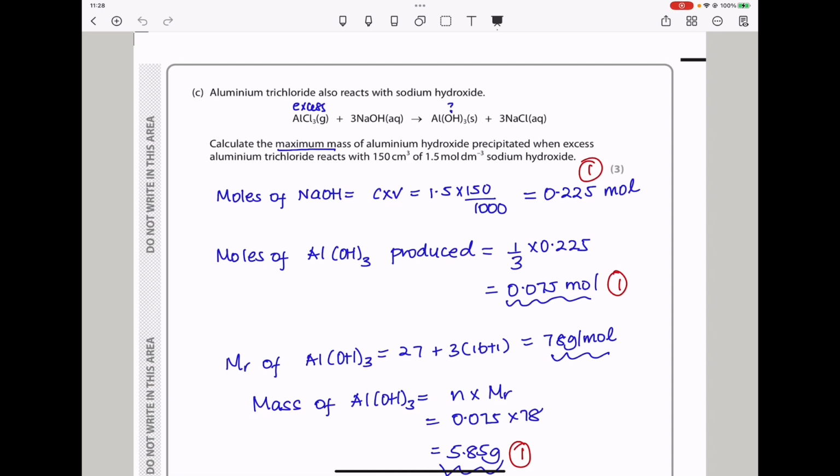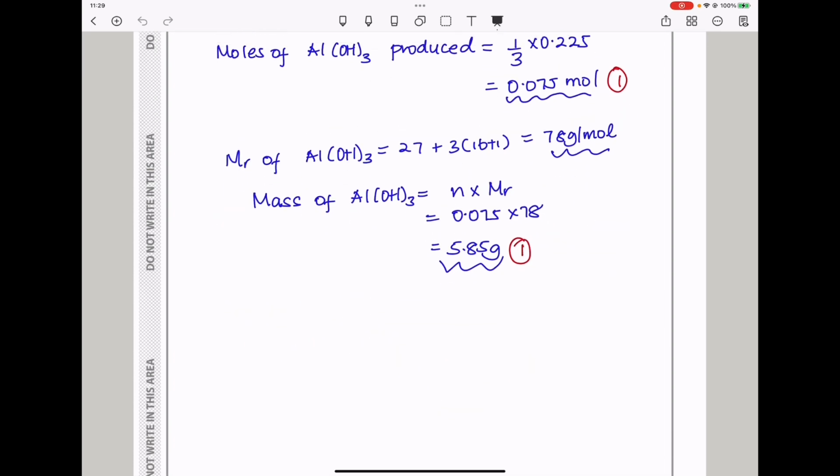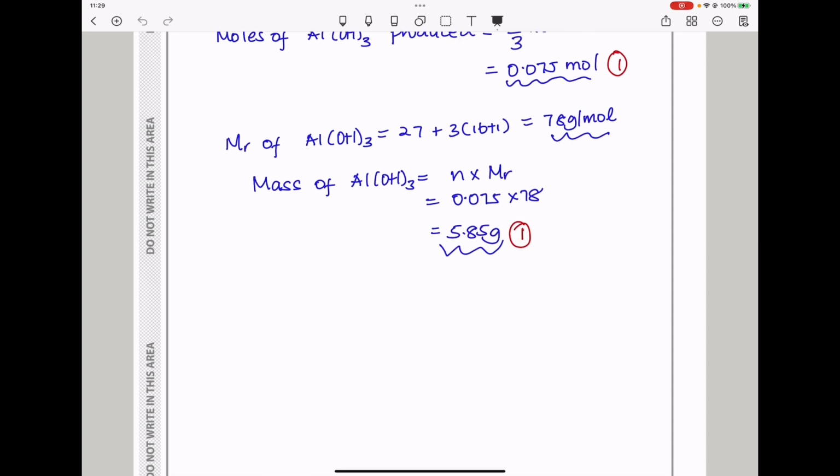And then the next part is to find the moles of this using these moles. The mole ratio is 3 to 1, so moles of these are going to be 1/3 times the moles of sodium hydroxide, which is what we see here, and I got 0.075 mole. Now next, to find the mass, I needed to first find the molar mass of aluminium hydroxide, which is going to be aluminium 27 plus each of these oxygen is 16 plus 1, that is 17 times 3. Total gave me 78 grams per mole. Now finally, the mass of aluminium hydroxide should be the number of moles times the molar mass, which gave me 5.85 grams as my answer.